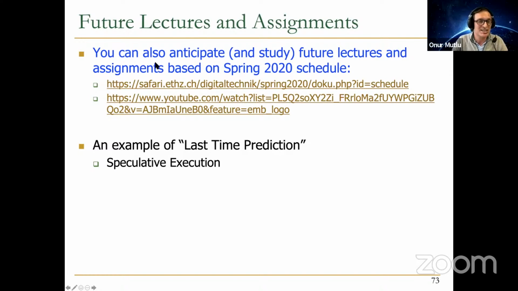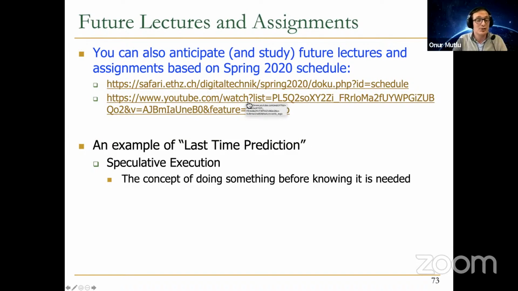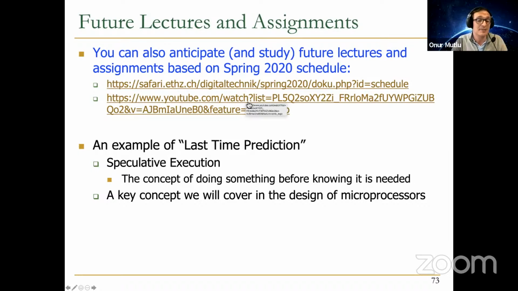And if you do what I just suggested over here, you would essentially be exercising speculative execution. Speculative execution is the general concept of doing something before knowing that it is needed. And it's a key concept we will cover in the design of microprocessors to improve performance.